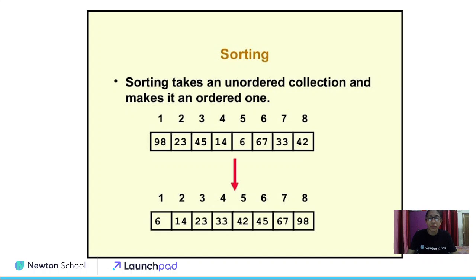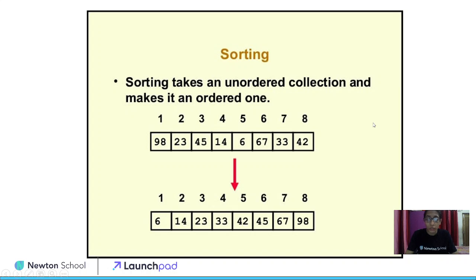Okay, now let's see how the implementation of the algorithm works. Here there is a list, a collection, that is 98, 23, 45, 14, 6, 67, 33, and 42. So this is an unordered collection. Now suppose I have to solve this problem. In three steps, we will be naming the problem, then arranging the elements, and then ordering them.